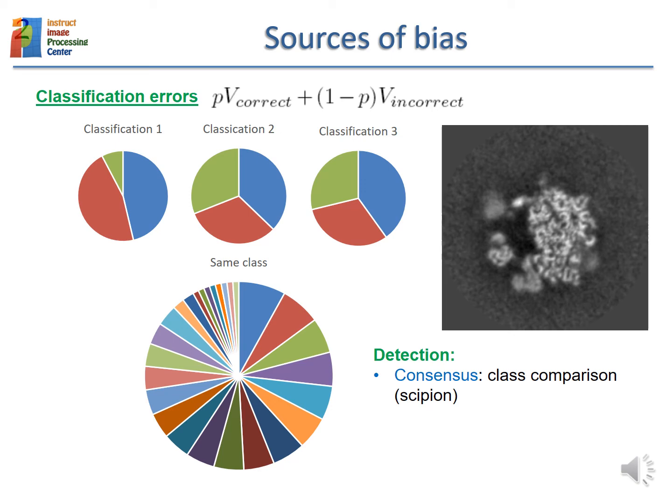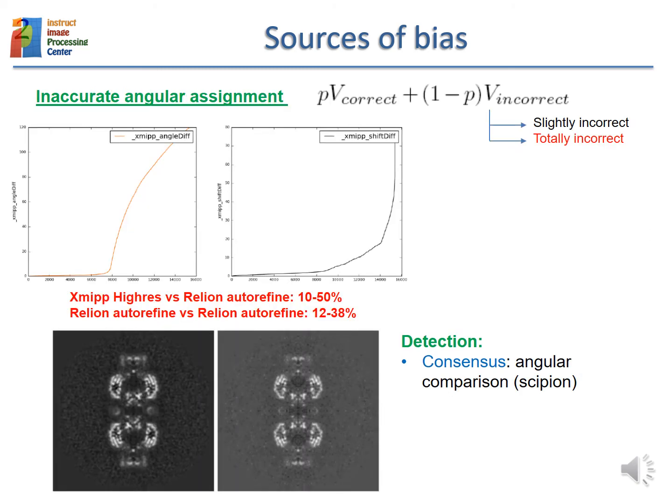Unless you have multiple runs and a tool that allows you to make this comparison, which is available in Cryosparc, for instance, you would be unaware that the label you have attached to the images you assigned to the green class is rather unstable. And the same happens with an inaccurate angular assignment.